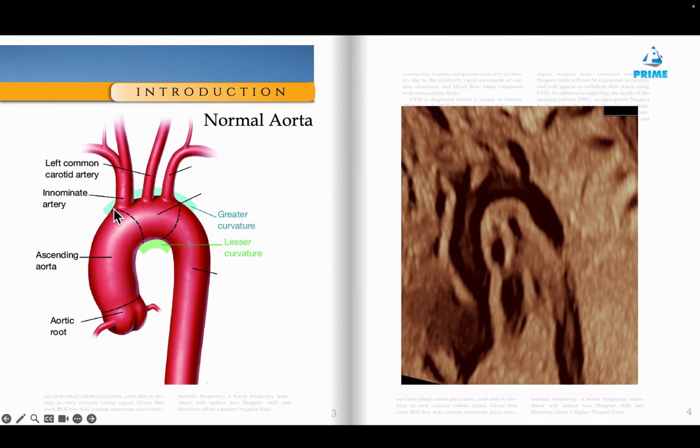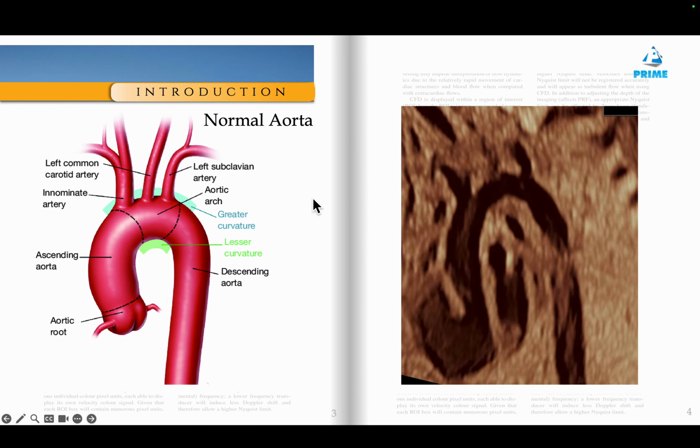Then these innominate or brachiocephalic arteries arise: the left common carotid artery, the right common carotid artery, and the subclavian artery. And then this portion till the isthmus is called the arch of the aorta. And then the portion from the left subclavian artery origin is called the descending thoracic aorta.